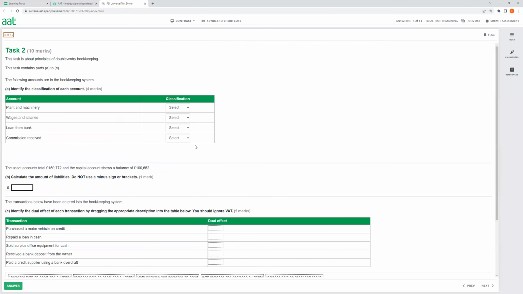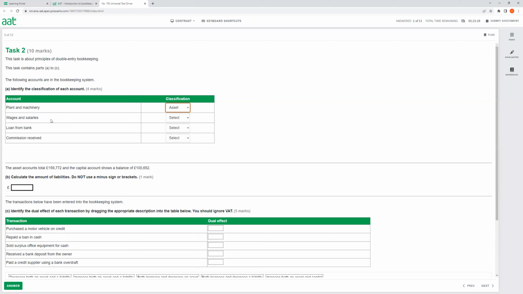Let's move to the next one. The next one says, this task is about the principle of double entry bookkeeping. This task contains part A: see the following accounts in the bookkeeping system, and identify the classification of each. Plant and machinery. Plant and machinery is all about the asset. So this is our asset.